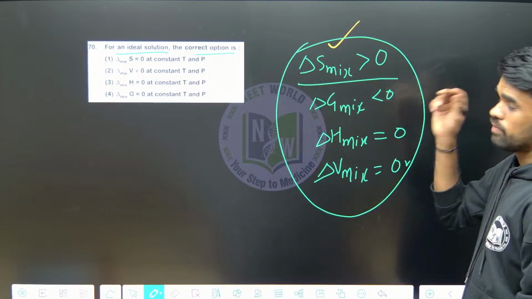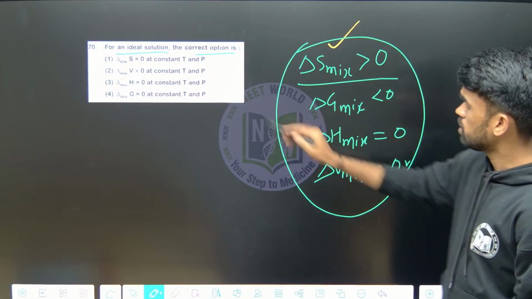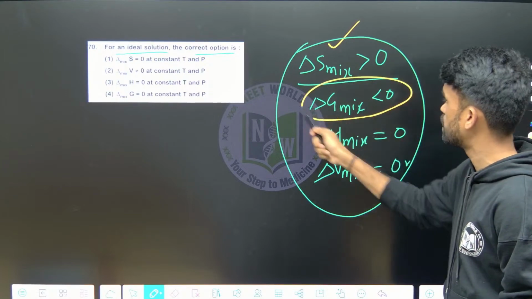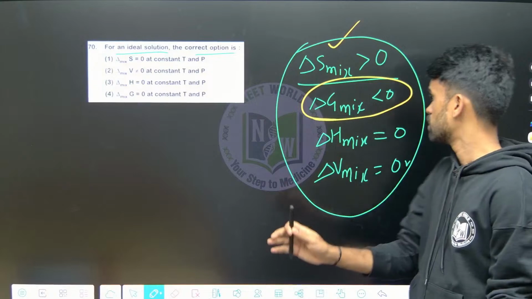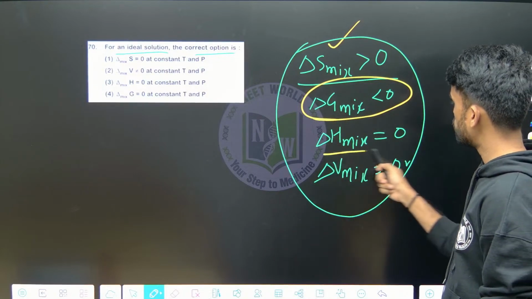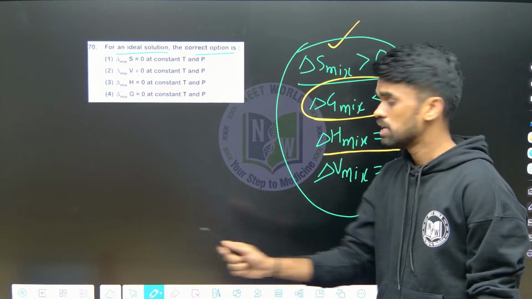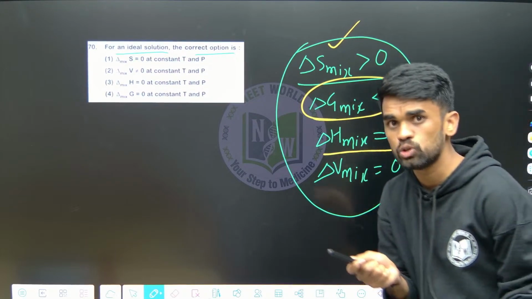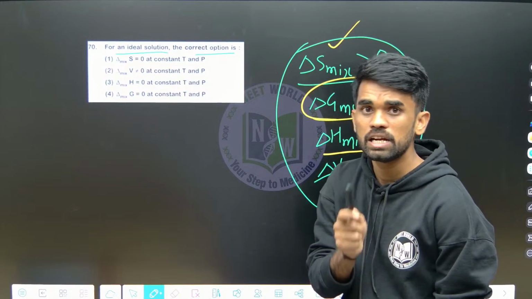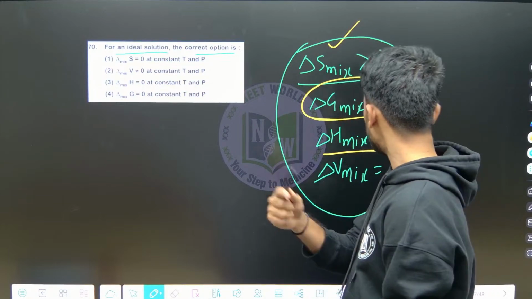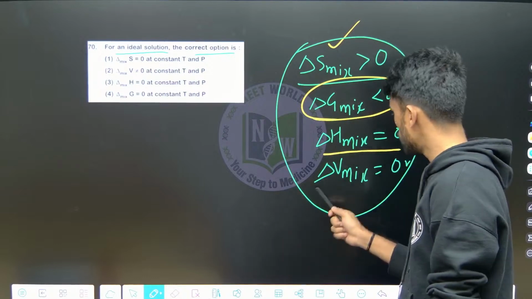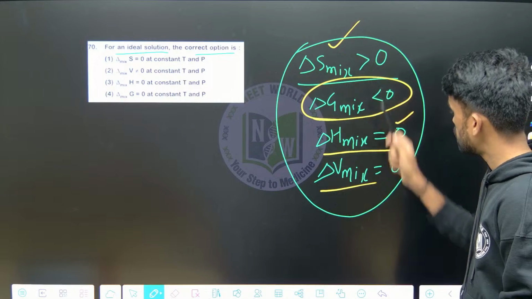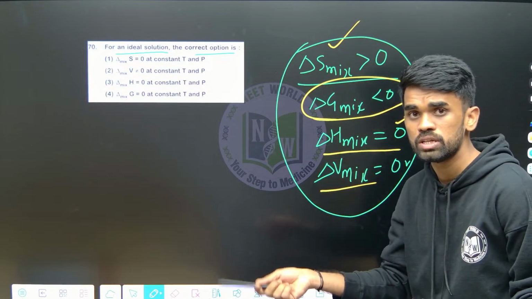See, whether ideal or non-ideal, delta G will always be negative. Now delta H mix will be different for ideal and non-ideal. For an ideal solution it is always 0. For a non-ideal solution, for negative deviation it will be less than 0, and for positive deviation it is more than 0. So delta V mix also, for an ideal solution it is 0. For non-ideal solutions it varies.